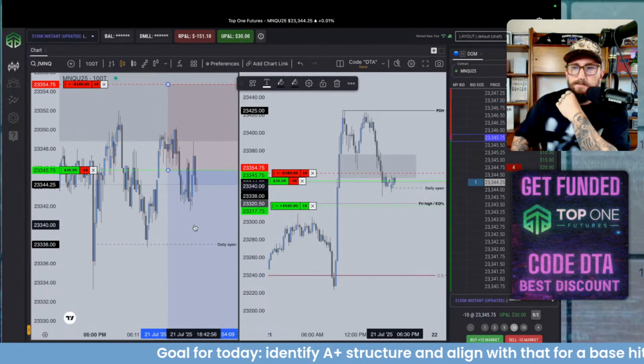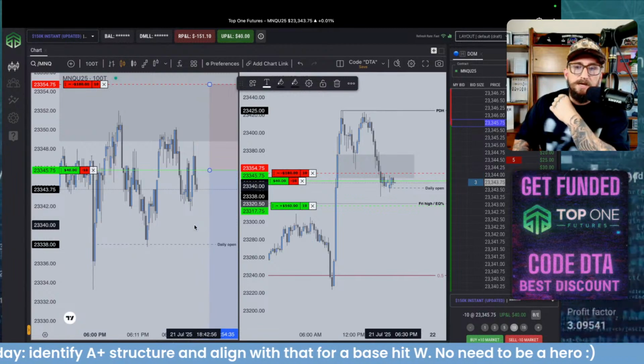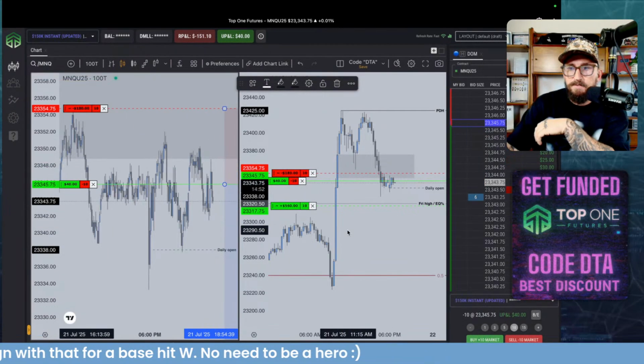Simple premise. I'm looking for the opening range to break to the downside. I feel like there's a bearish skew on things, given the context within the 5 minute.